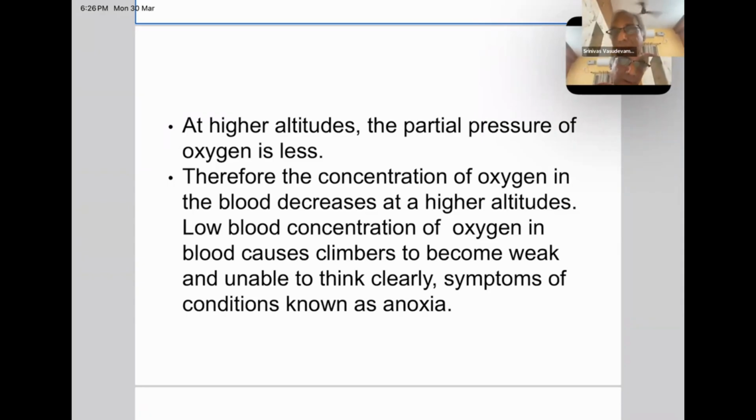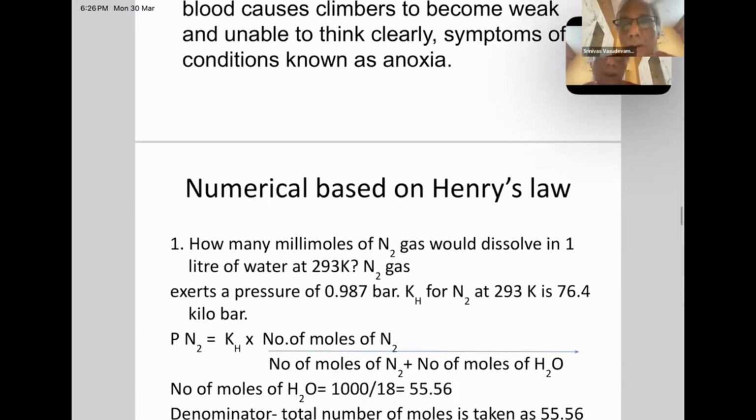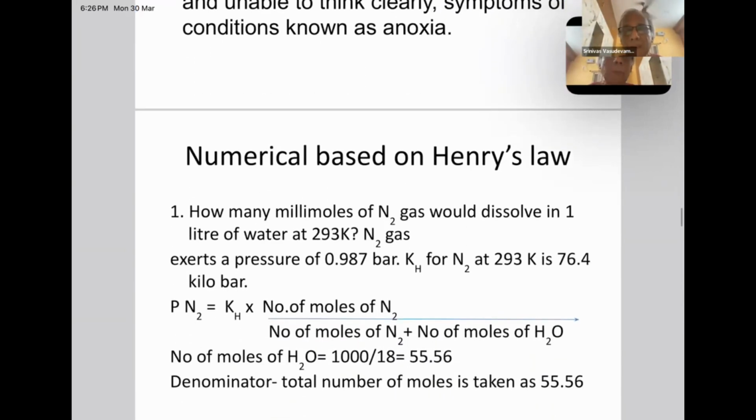So when the oxygen availability becomes lesser, we become weak and unable to think clearly. Our thinking is affected. These symptoms are known as anoxia. So these are some of the applications of Henry's law.